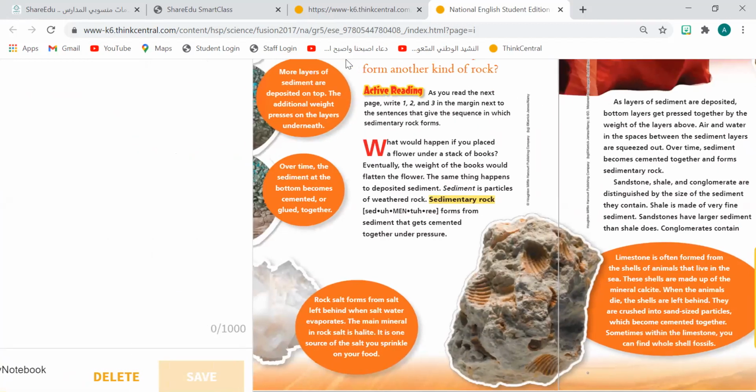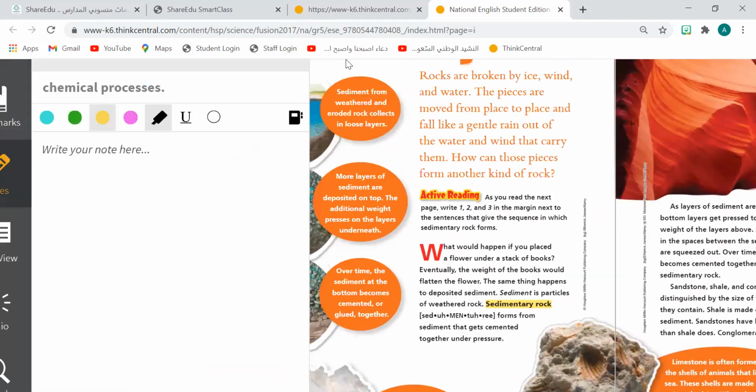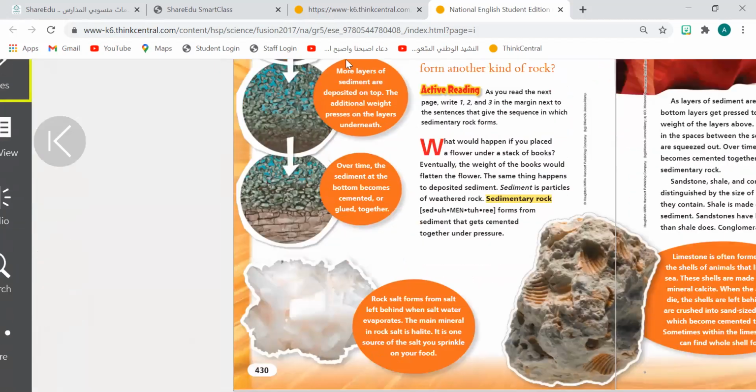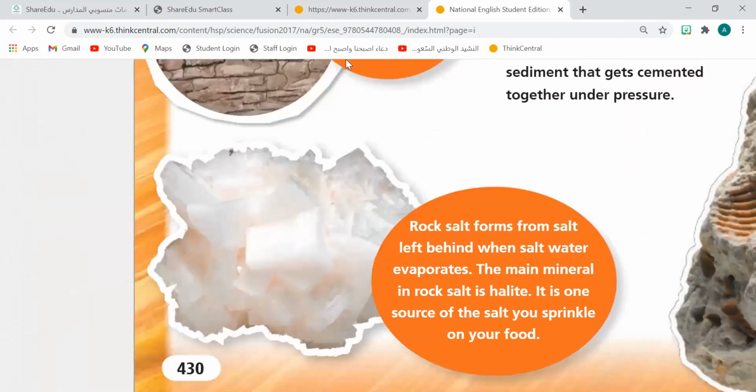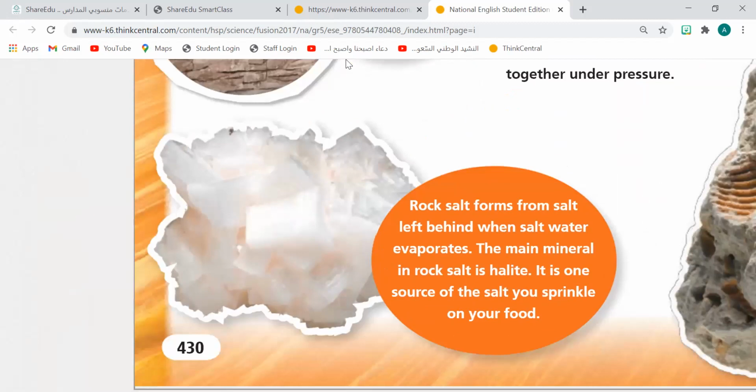What about rock salt? Look at this picture. Just a minute. Now look at this rock salt. From the name rock salt, it forms from what? From salt left behind. When salt water evaporates, the main mineral in the rock is what? It is halite. Remember the word?